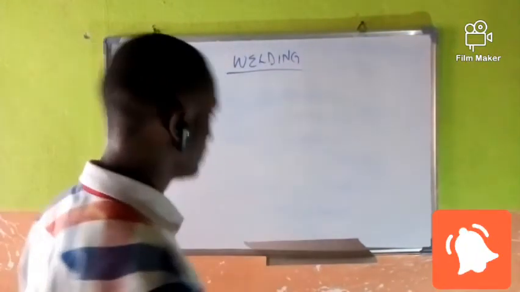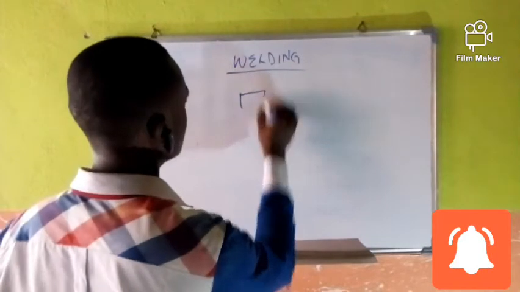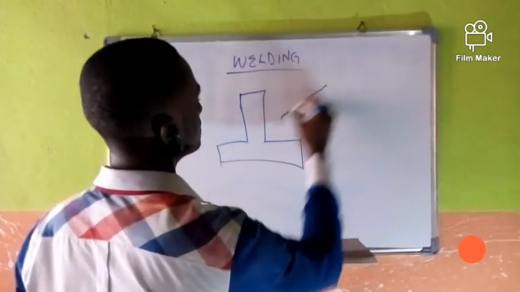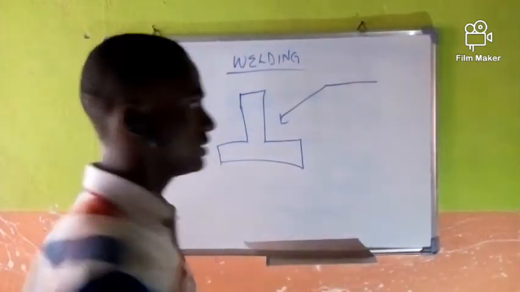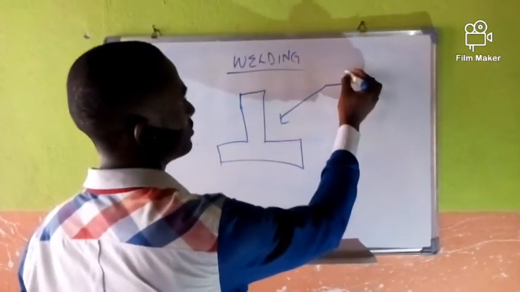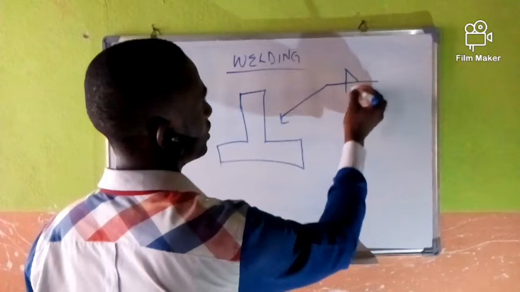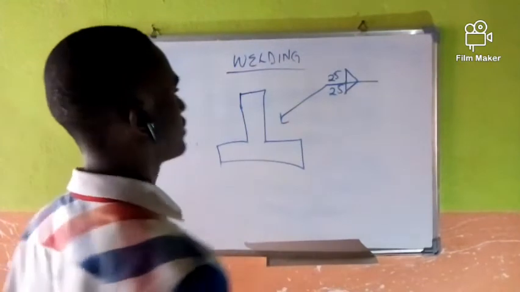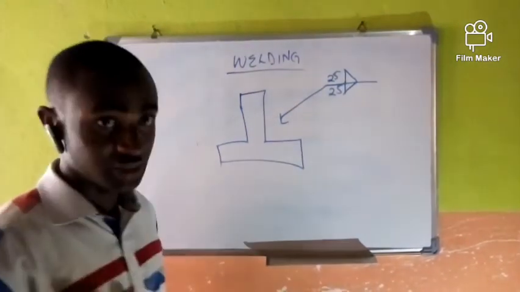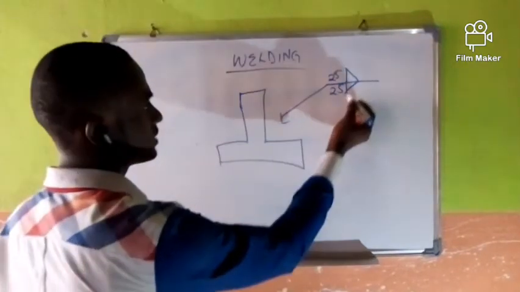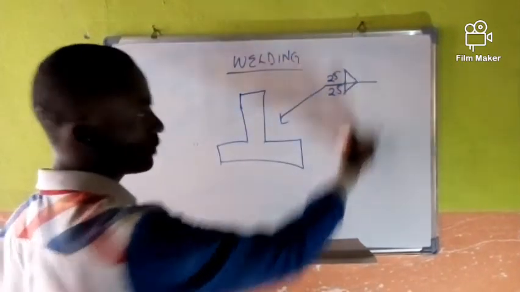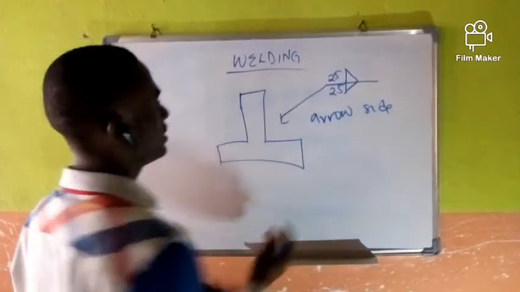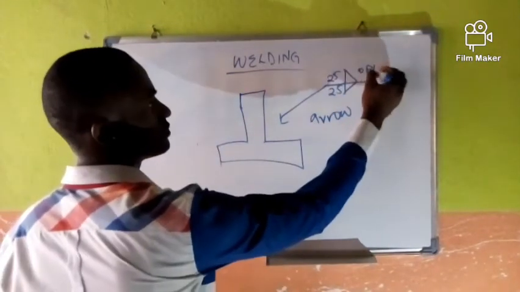Now let's have the symbol again. Let's say we have a piece of work that is being given to us here. Then we have something like this. We normally see this. All right, so we have something like this way, and we have this way. Now we have 25, 25. Let's see if we can represent this information here, what it really means. This lower part, we call the arrow side, while this upper part is called the opposite side.